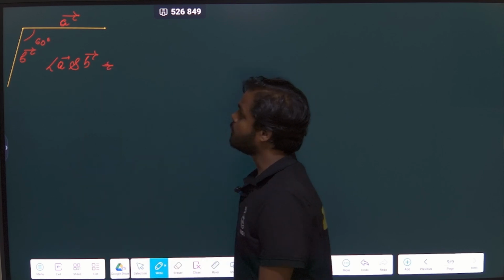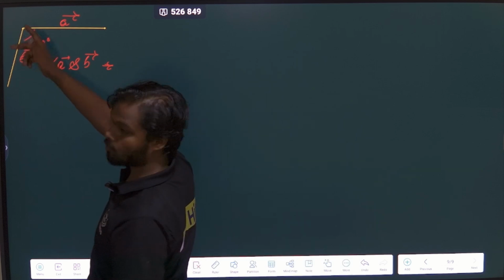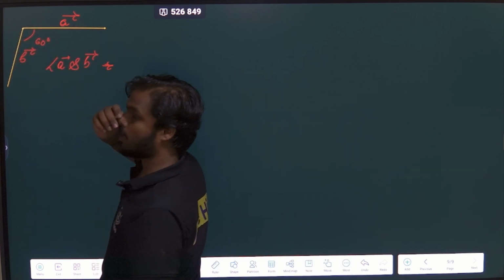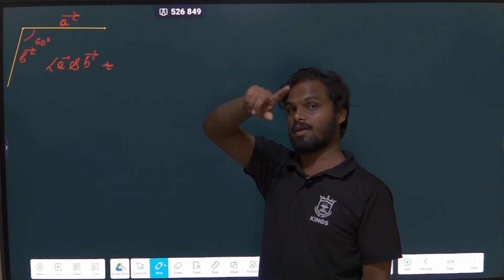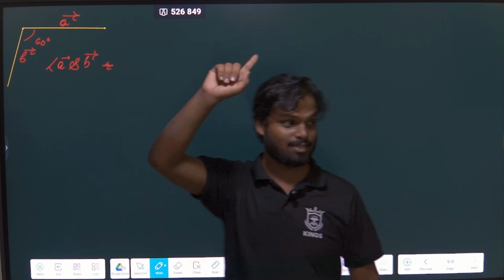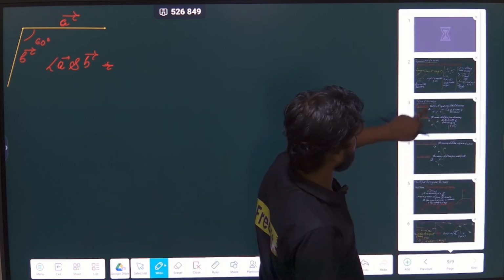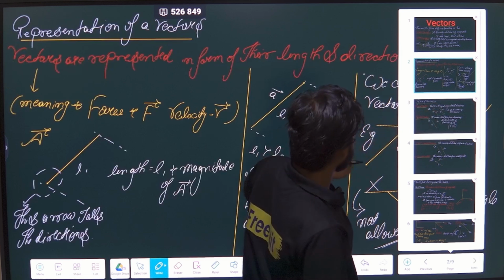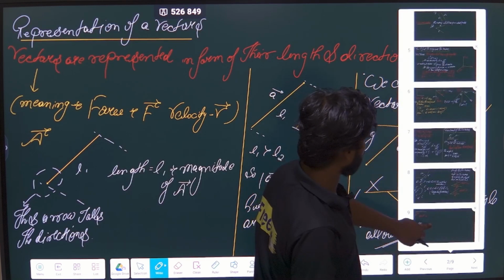If you see properly, whether it is head to head or tail to tail, neither is there. So what do you have to do? How will you make it head to head or tail to tail? You have to move the vector parallelly. I explained in the first topic only. We can move the vector parallelly. This is possible. We can do the parallel shifting.